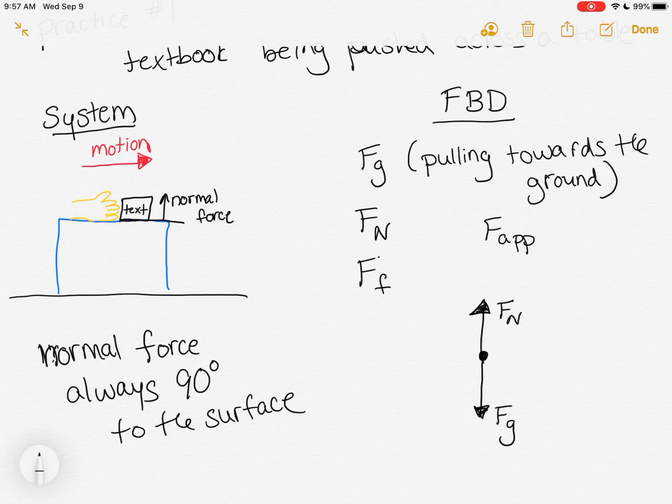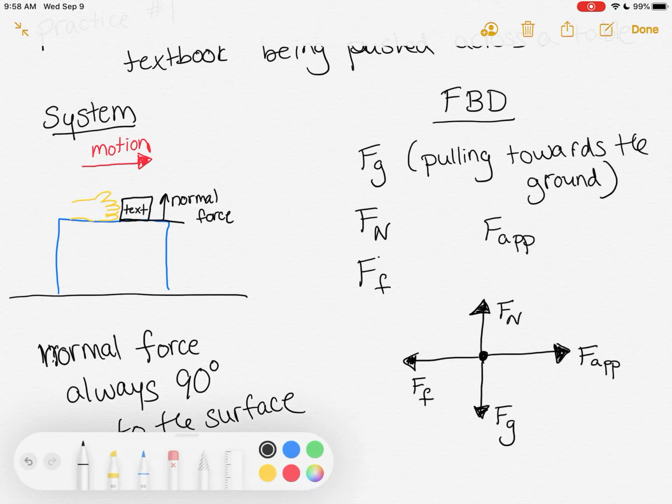Okay, my applied force. I know that we're moving to the right. My hand is pushing the textbook to the right, so that's going to be my applied force. And my friction force is always going to be opposite the motion that my object is undergoing. Since my object is moving to the right, my force of friction is pulling it back to the left. And so that's going to be my force of friction.